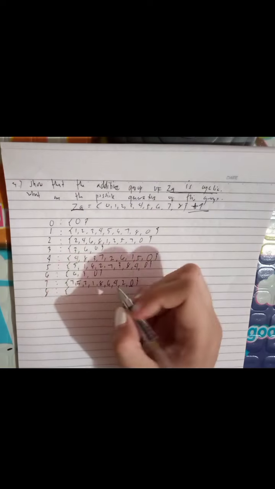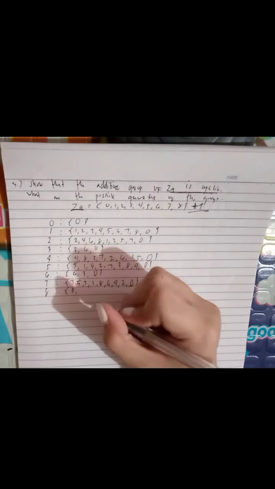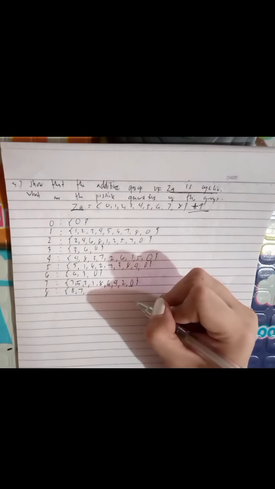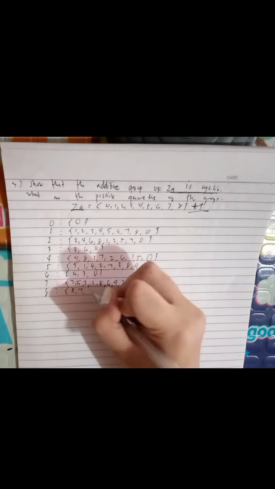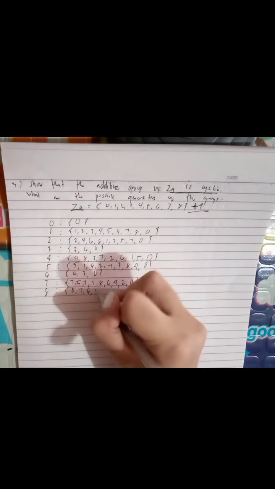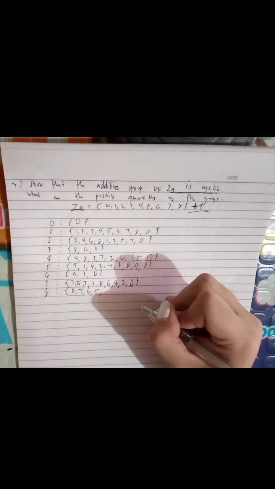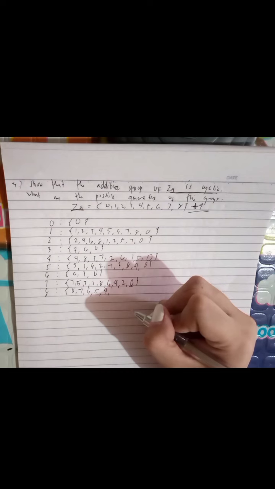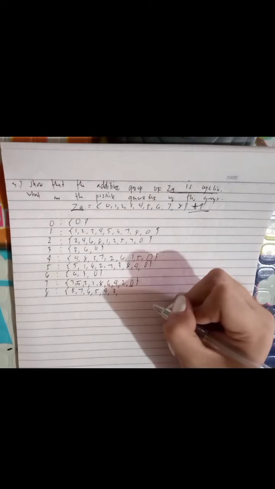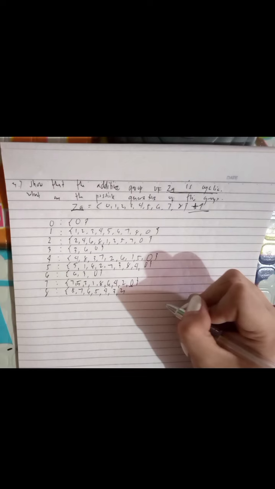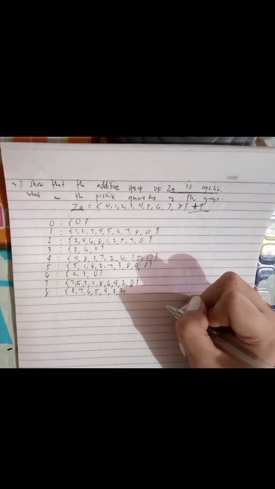So, sa 8, we have 8 raised to 1 is 8. 8 raised to 2 is 16. Modulo 9, so 7. 8 raised to 3 is 24. Modulo 9, so we have 6. 8 raised to 4 is 32. Modulo 9, so 5. 8 raised to 5 is 40. Modulo 9, so 4. 8 raised to 6 is 48. Modulo 9, so 3. 8 raised to 7 is 56. Modulo 9, so 2.